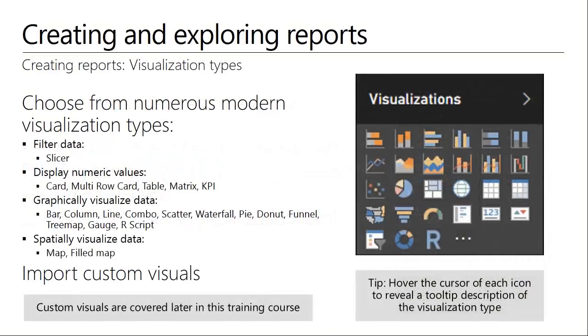There are numerous modern visualization types. Filters, these are slicers that support interactive filtering on the report page itself. For the display of numeric values, there are cards, multi-row cards, tables, matrices, and KPIs. For the graphical visualization of data, there are bar, column, line, combo, scatter, waterfall, pie, donut, funnel, tree map, gauge, and R-script types. And to spatially visualize data, there is the map and the field map. There's also the ability to import custom visuals, and I'll be covering custom visuals in Module 5 of this course.